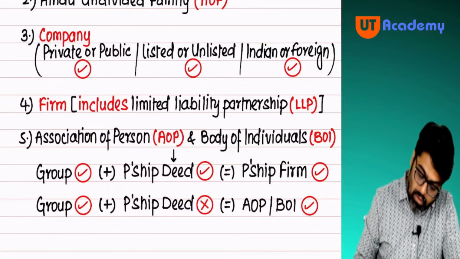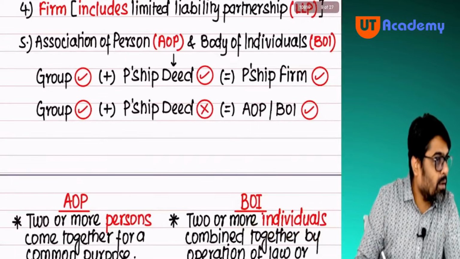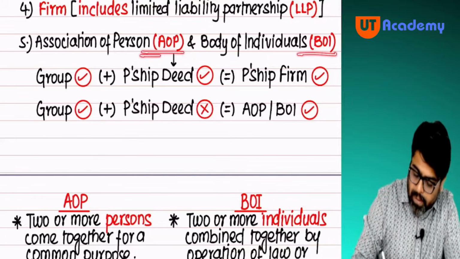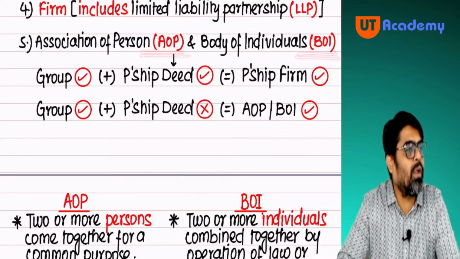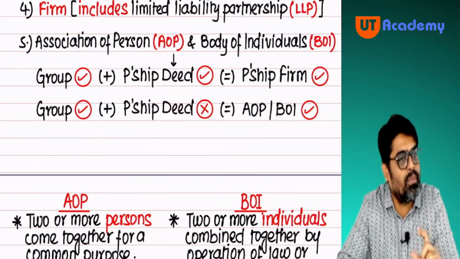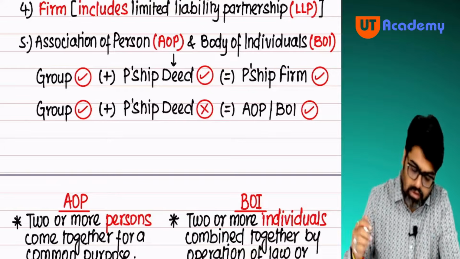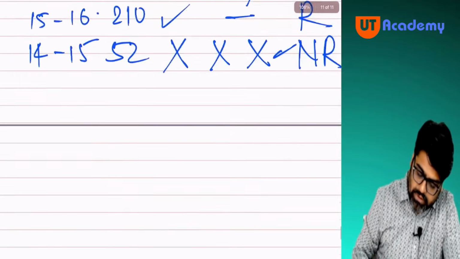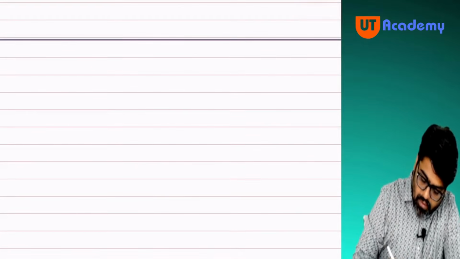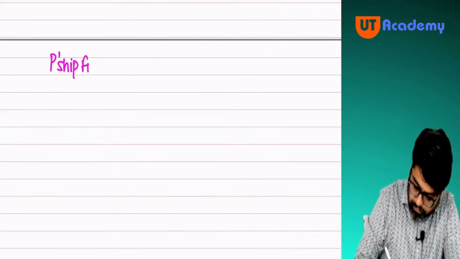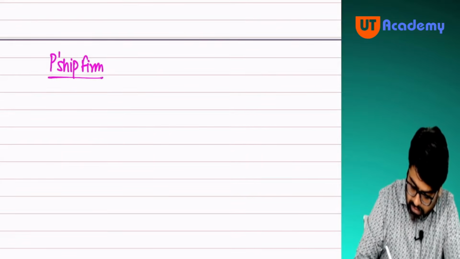Yes or no? Now coming to the fifth part. The fifth category is AOP and BOI. What is the full form of AOP? Association of persons. And what is the full form of BOI? Body of individuals. Now pay attention. I will tell you, first of all, if anyone asks me, sir, what is a partnership firm? Come on, tell me, what is the meaning of partnership firm?